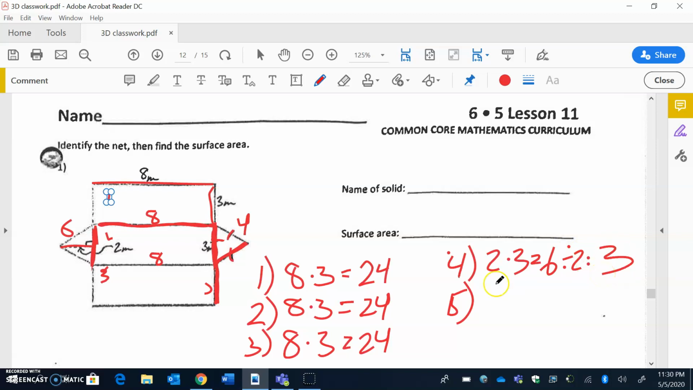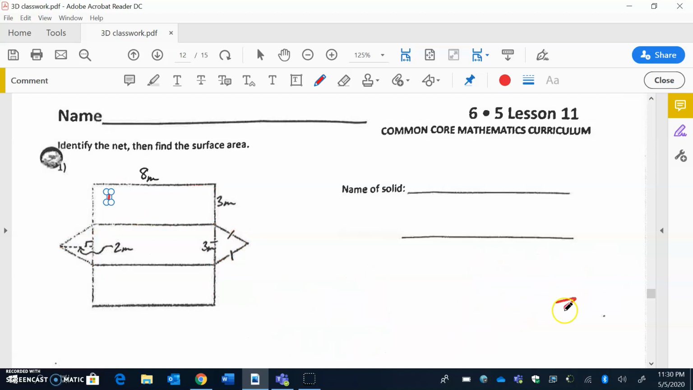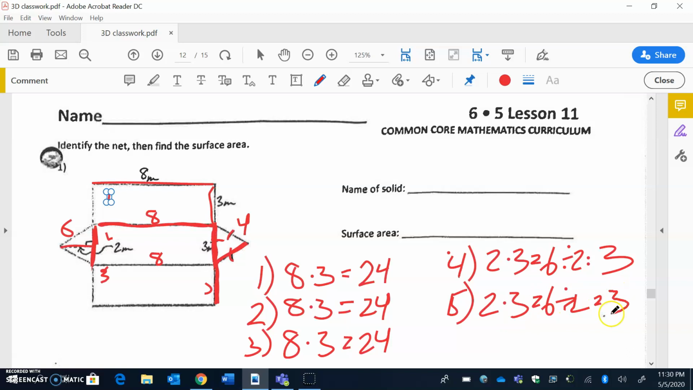Same thing that's going on here. These are the exact same. So 2 times 3, again, it's 6 divided by 2, and yes, we get a 3.